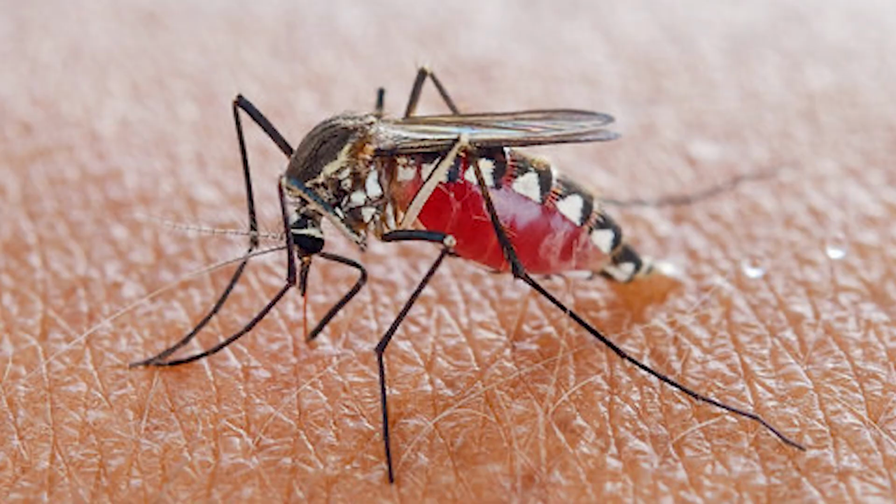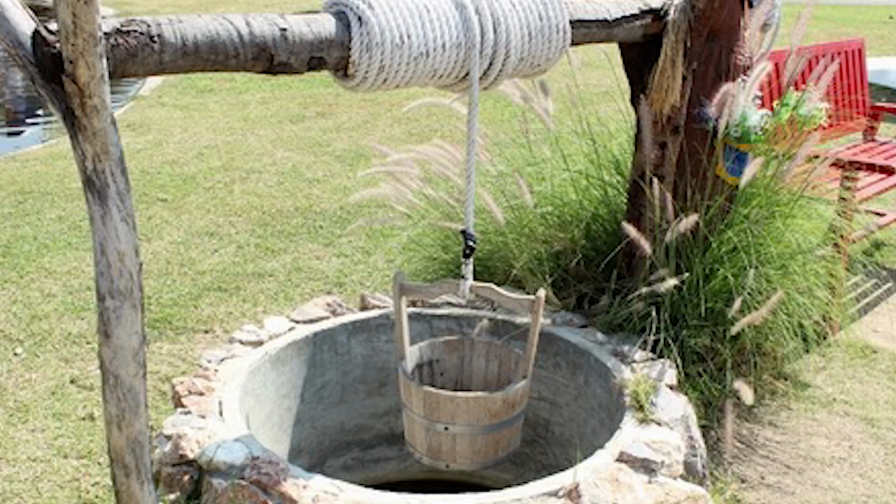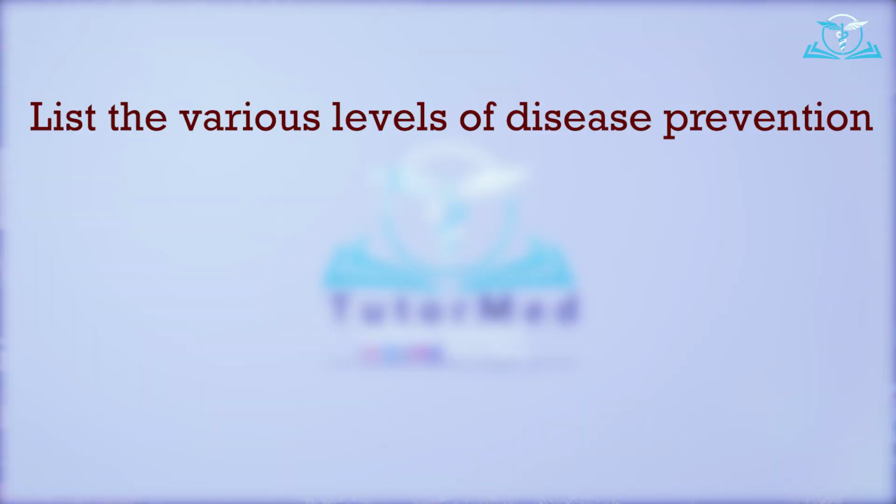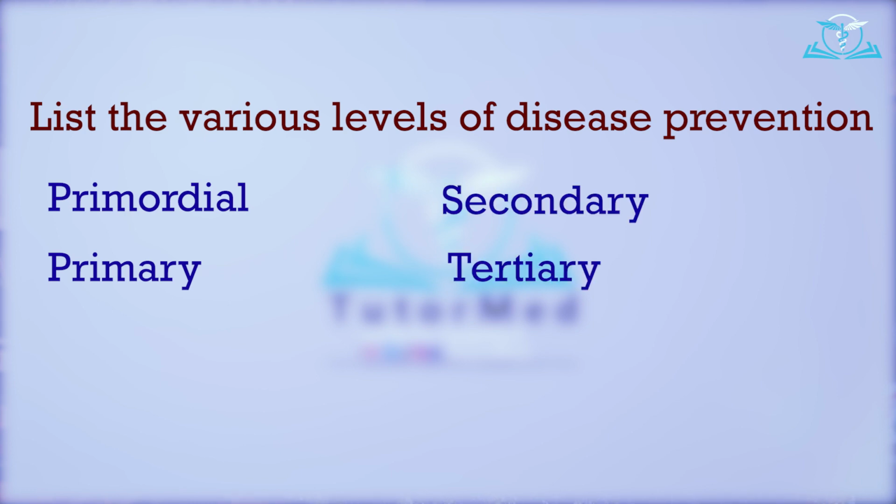As for community health, they may show you pictures or may not show you pictures. Community health may show you a picture of, say, the Anopheles mosquito. You are going to discuss malaria. Community health may show you a picture of a sanitary well. You are going to discuss the features of a sanitary well. Or may not show you pictures at all. They may ask plain questions like, for example, let me give an example. List the various levels of disease prevention: primordial, primary, secondary, tertiary.